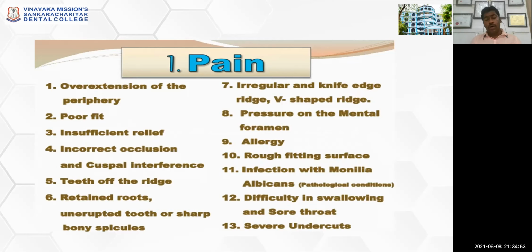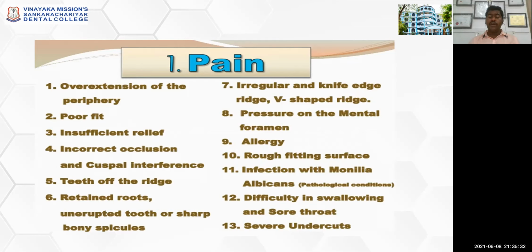We don't go in for an OPG, orthopantomogram, so that we can visualize the presence of any bony spicules, or whether there is any retained deciduous tooth, or any retained roots left during extraction. So all this we have to understand, and for this it is very necessary for us to go ahead and take an OPG. Irregular knife edge or V-shaped ridges, which already have a very sharp topography. So you will have to do something called an alveoloplasty to reduce and reshape that particular surface.